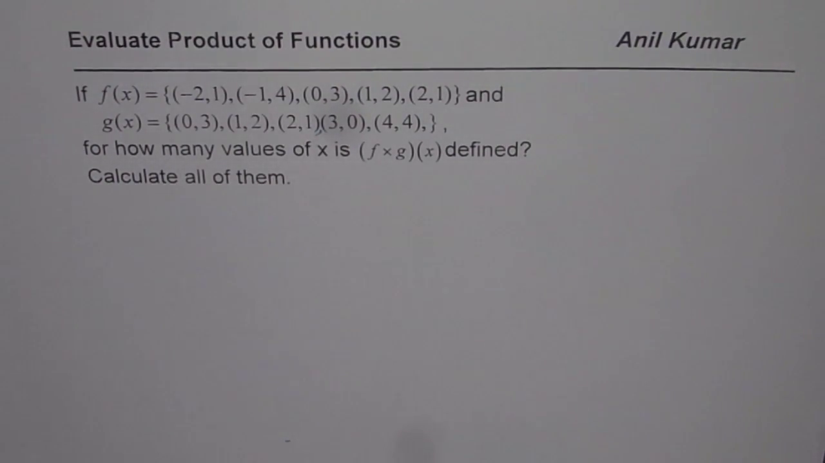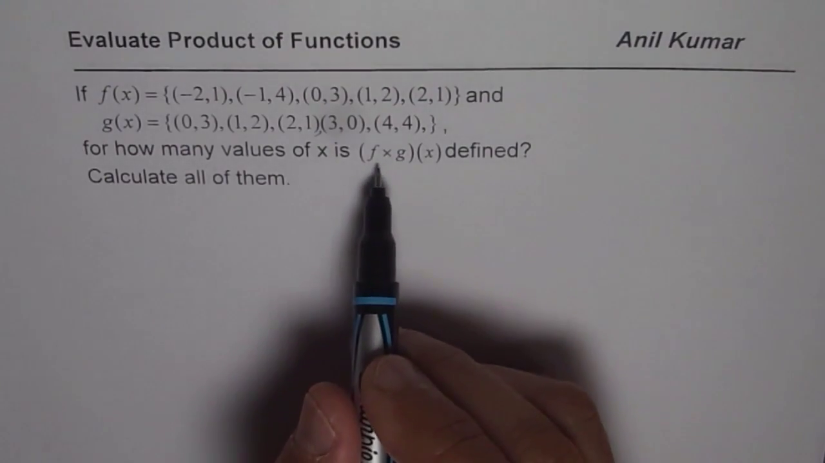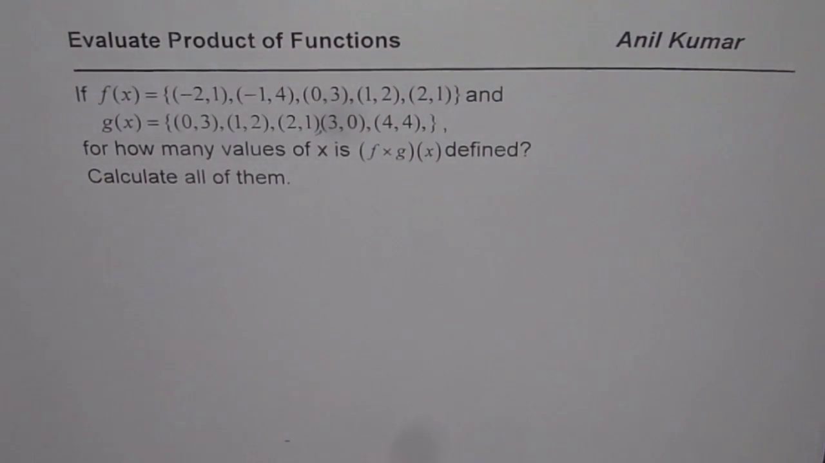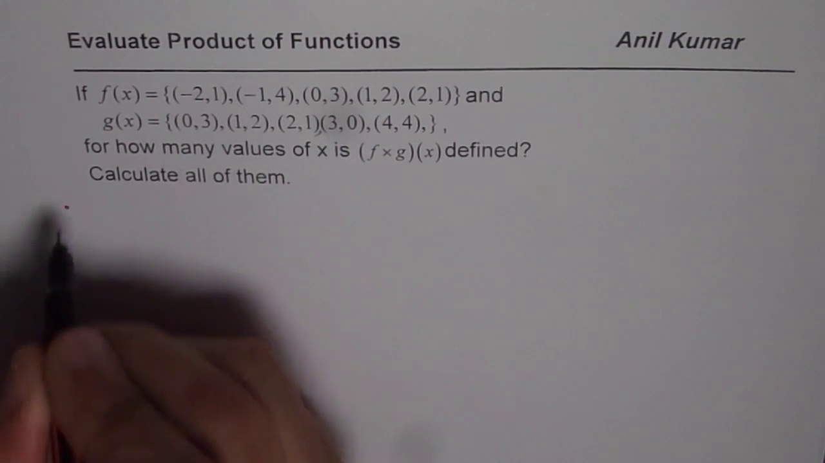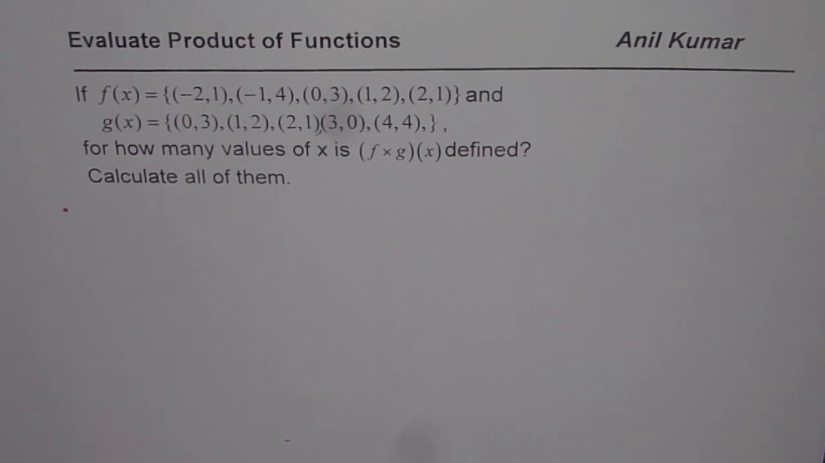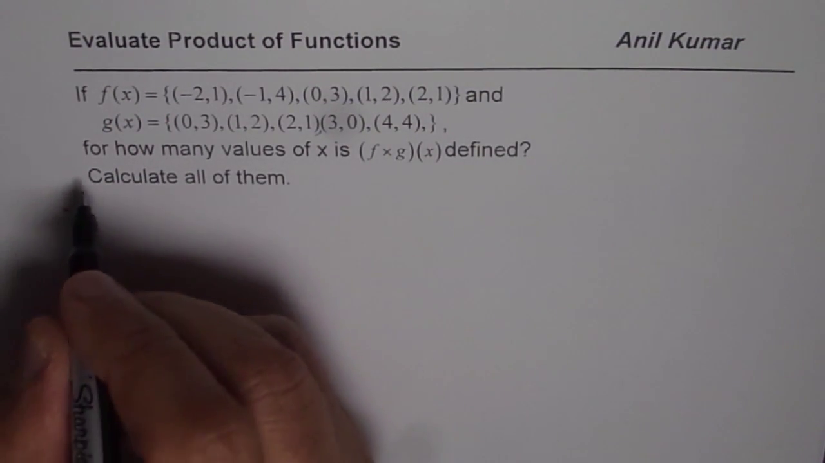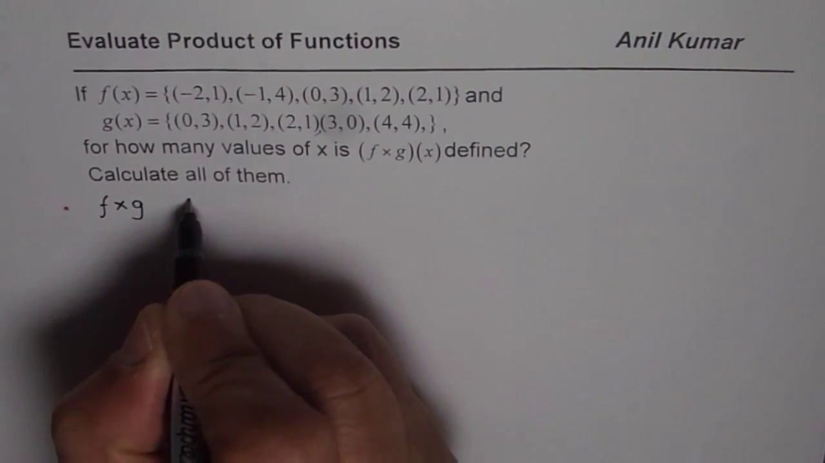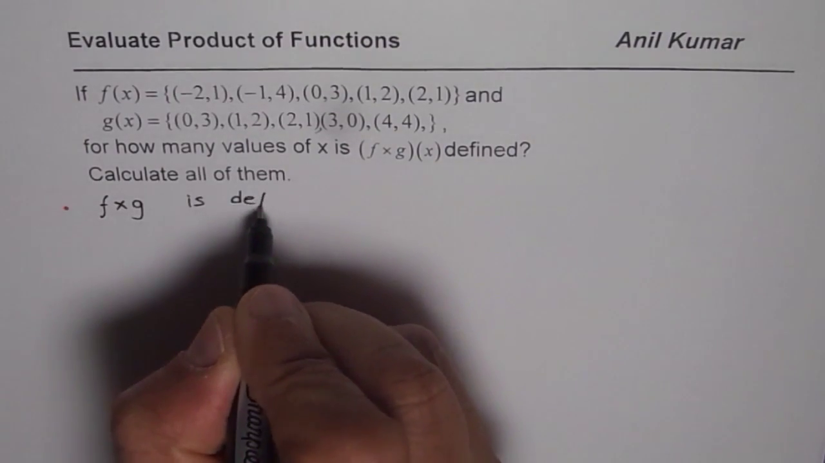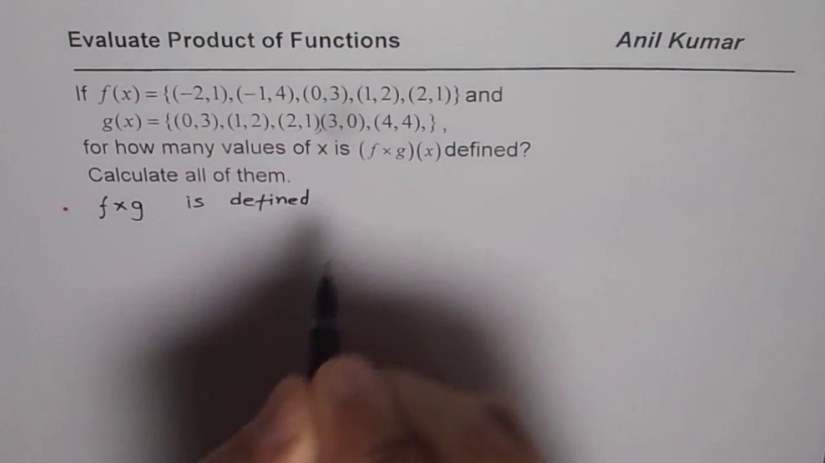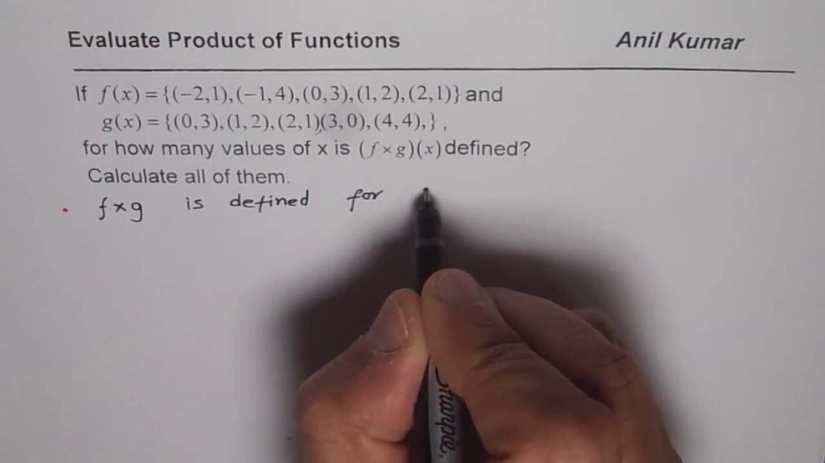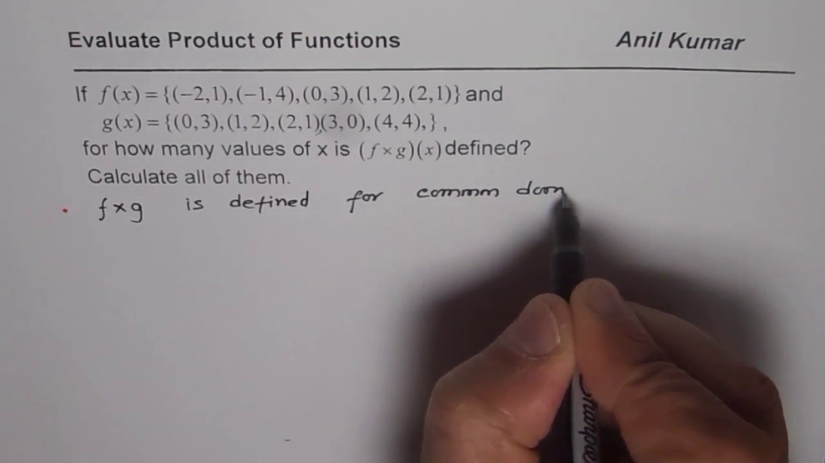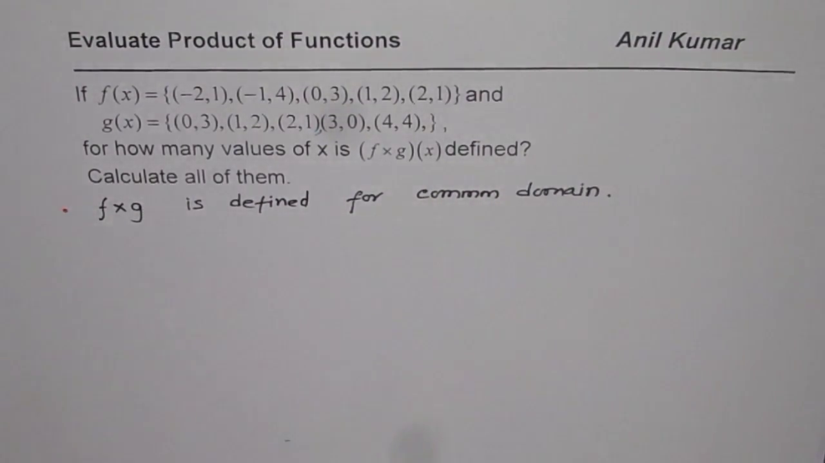So when do you think is the product of two functions defined? Can you tell me that? Well, the product is defined when they have common domain, right? So f cross g, f times g is defined for common domain, right? So now what do you understand by that?